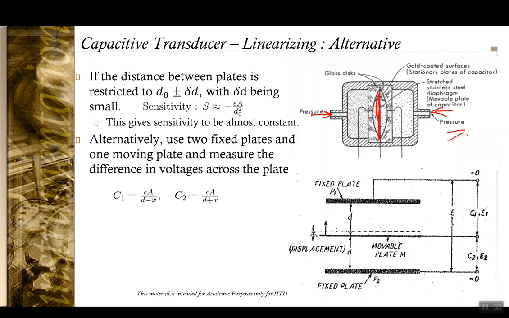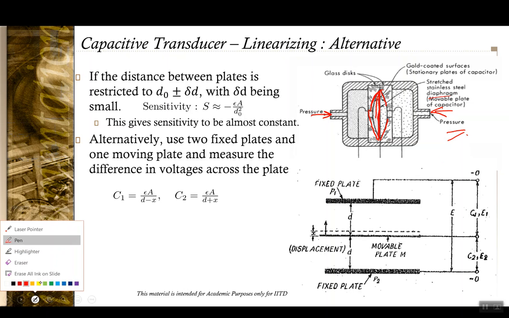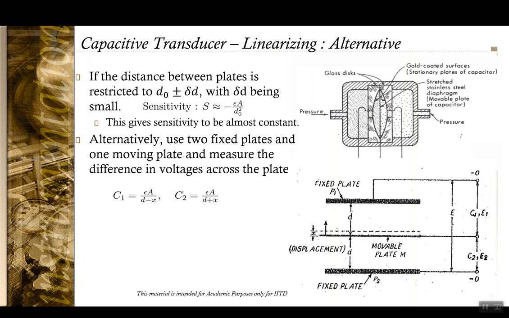This is a diaphragm that is movable, and it is connected to two other membranes which are fixed. So this central diaphragm is movable. Let me erase. And so you have a central diaphragm that is movable, and on both sides you have two other plates which are fixed. And now if you connect this plate to one end, and these two plates together, then you have two capacitors.